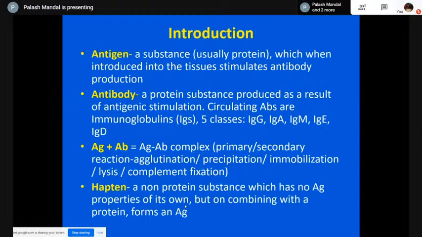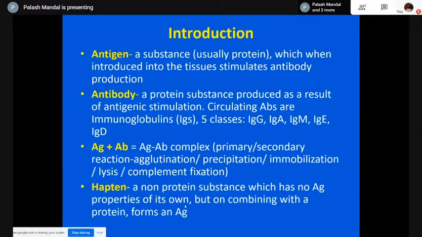We will be coming across this term quite often. Now, what is an antigen? An antigen is a substance, usually protein or a part of protein, which when introduced into the tissues stimulates antibody production. So antigen will always lead to production of an antibody, which is produced by the host or the body itself. Now, what is antibody? It is a protein substance produced as a result of antigenic stimulation. So whenever an antigen is introduced in the body, the host will respond to it by production of an antibody.